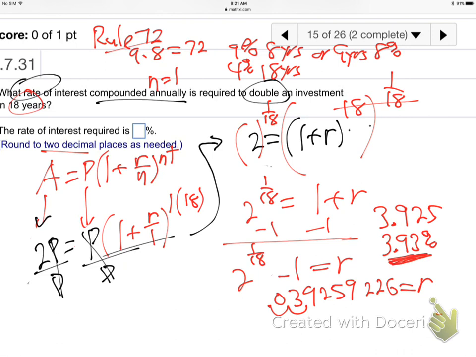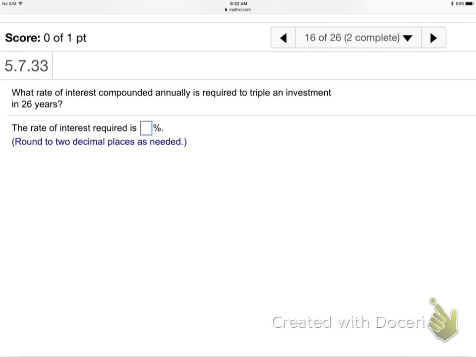So anyway, you don't need that. But if you know that rule, then you look at 18 years, you go, the answer is about 4. I know the answer is about 4 because 4 times 18 is 72. And sure enough, the answer came out to be about 4%. Okay, let's try that one. So same kind of thing. Crank that one out.